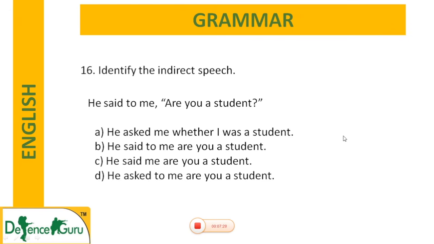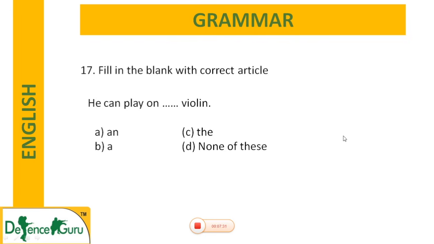So option A is correct, and out of other options they are confusing, so you can take decision smartly, there is no problem. Now this question number 17 is there. He can play on dash violin. Means you need to supply an appropriate article, and it is already told that before musical instruments we use article the, so it should be the violin.